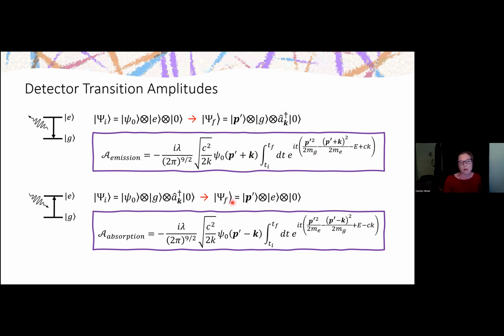Then for the absorption process, we have the opposite situation where energy from the field excites the detector, and you can see the signs on the exchanged momenta and energies are reversed. So that is looking pretty neat.